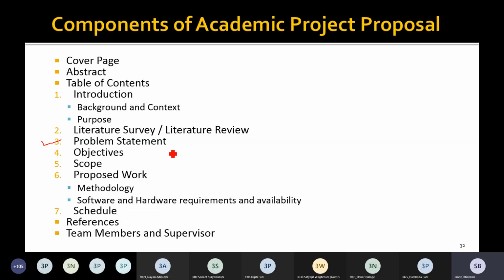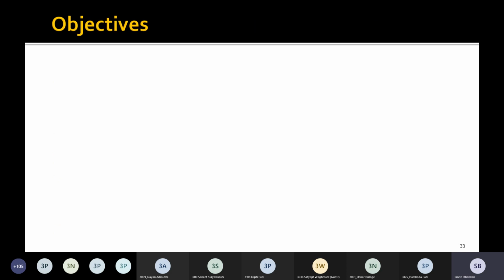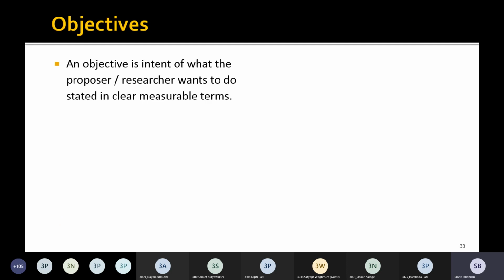Now, once the problem statement is ready, we have precisely mentioned the problem statement, what needs to be done, what needs to be solved. Right, so once the problem statement is ready, we should focus upon now the objectives. So what are the objectives? What we mean by the objectives? An objective actually is intent of what the proposer or the researcher wants to do, right? And that should be stated in clearly measurable terms.